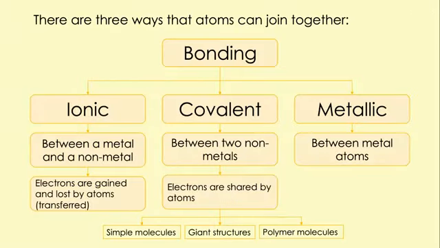So to summarise what we've already done, we've looked at ionic compounds. Ionic bonding is where you've got a metal and a non-metal, so electrons are transferred between the metal, which wants to lose, and the non-metal, which wants to gain. Metallic bonding we haven't done yet, that's going to be next lesson, but that's just between metal atoms. And then covalent bonding is between 2 non-metals where the electrons are shared. So we've already looked at simple molecules, and giant structures, we're now going to look at polymer molecules.